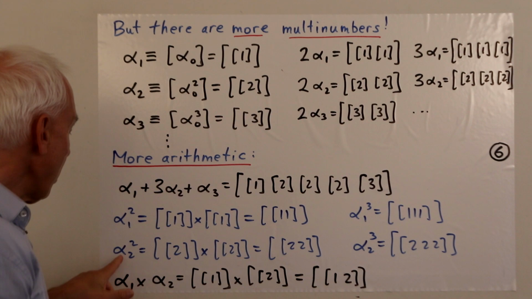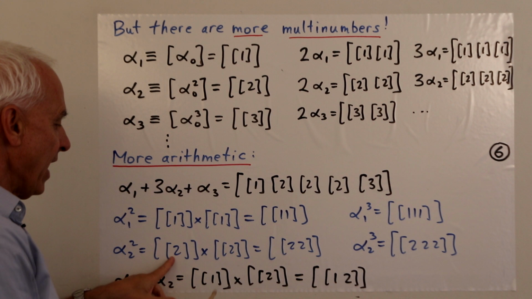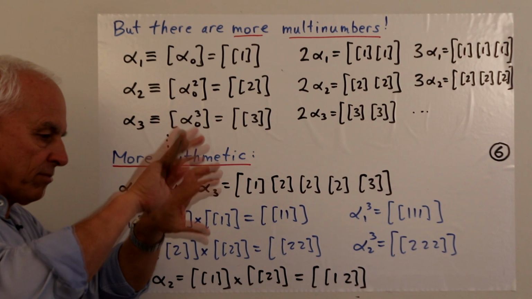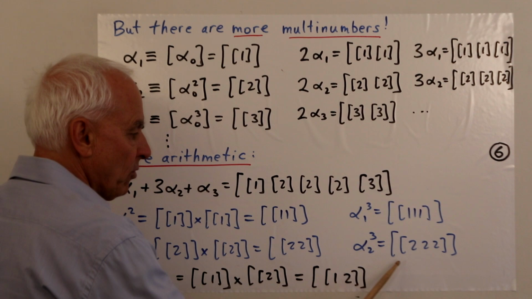What about alpha 2 squared? So now we're going to take this mset and multiply it by itself. How do we do that? We have to take the mset consisting of the sum of these two things. Okay, so mset 2, mset 2, dump them together, we get mset 2, 2. Similarly, alpha sub 2 cubed will be the mset consisting of mset 2, 2, 2.